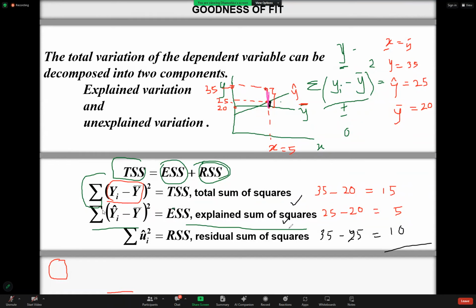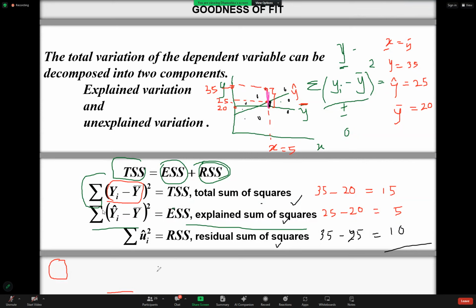Like this, you can calculate variation, explained variation, and residual for each and every observation. If you have many observations, for each and every observation you can calculate. Then you can add. Then if you add, we call it total sum of square, and explained sum of square and residual sum of square. Then you can see TSS means total sum of square.